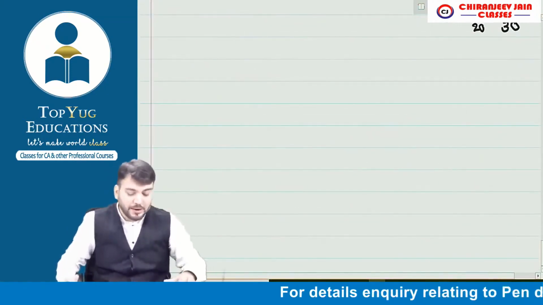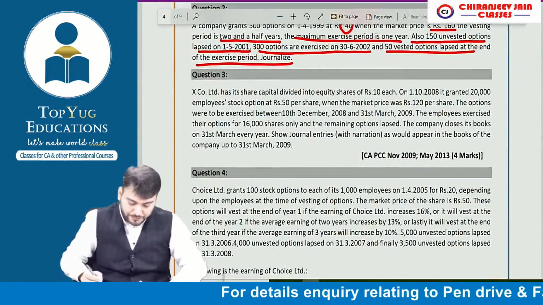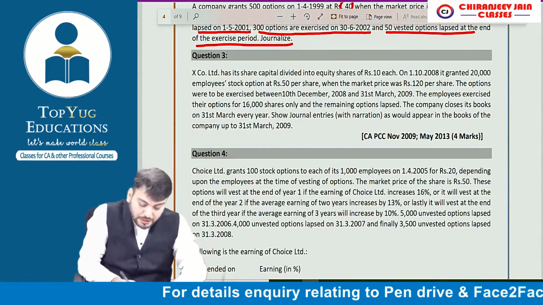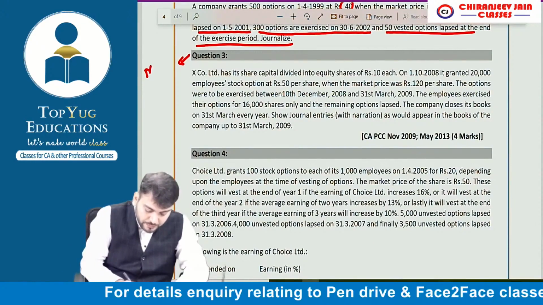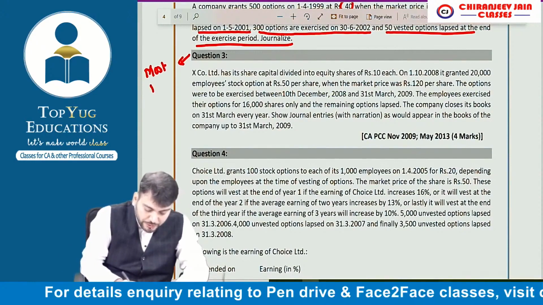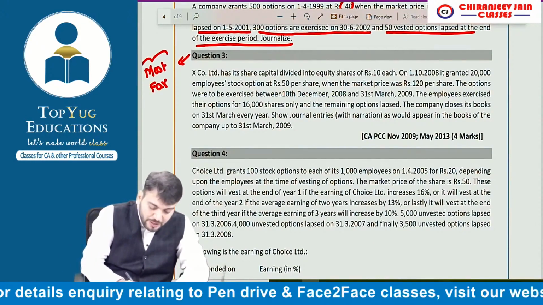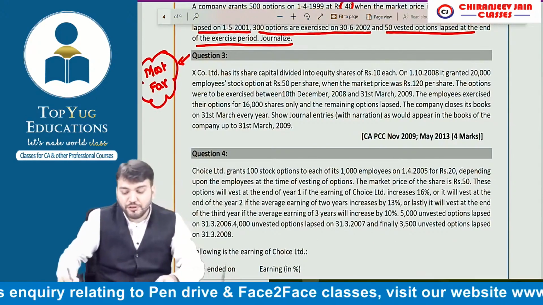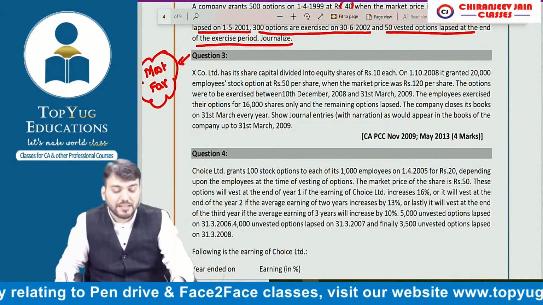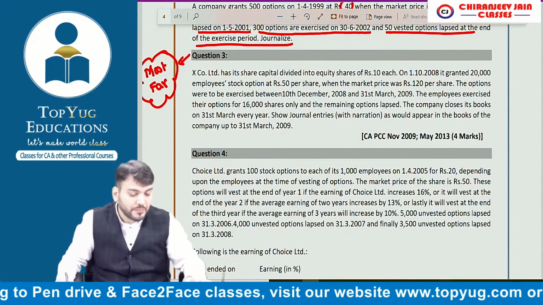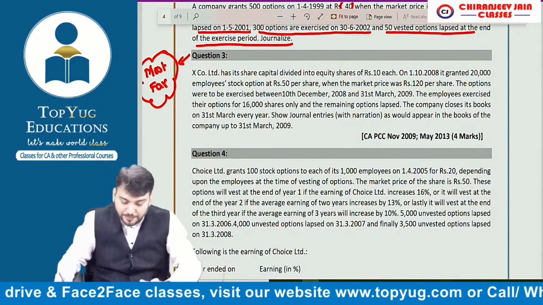Now we can come to question number 3. This is the most favorite question of the institute. Normally when they want to ask a question of 4 or 6 marks, this is the question they give. Correct?